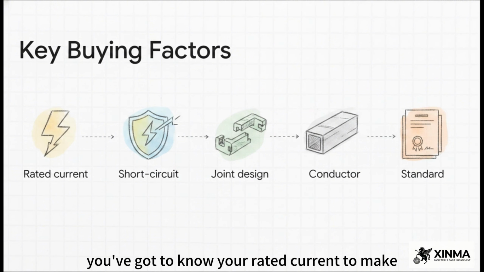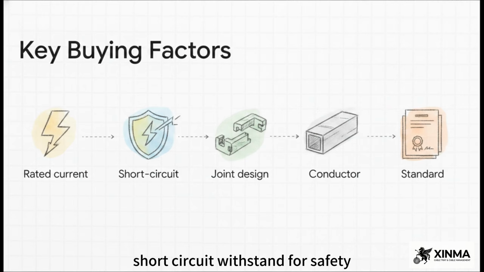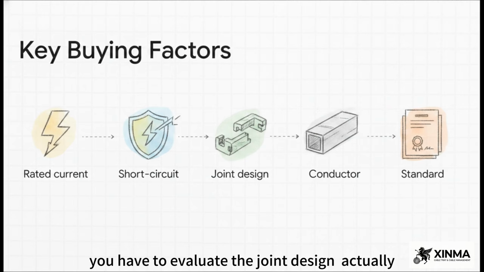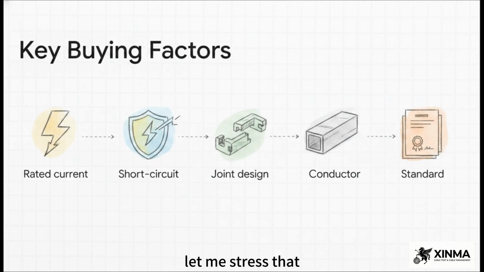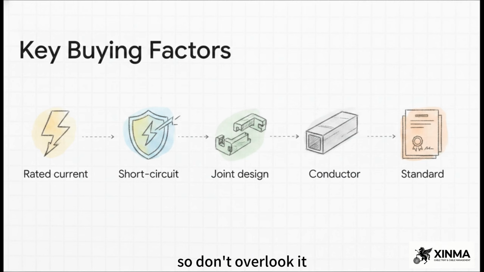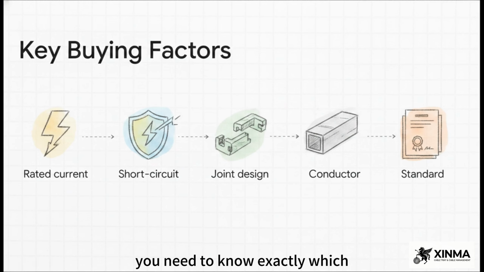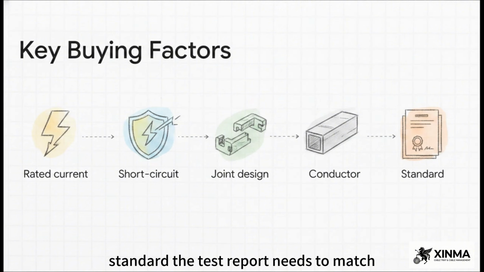You've got to know your rated current to make sure the system can actually handle the load. You absolutely need to know the short circuit withstand for safety. You have to evaluate the joint design. Actually, let me stress that. Bad joint design is a major point of failure, so don't overlook it. You need to decide on the appropriate conductor material, and crucially, you need to know exactly which standard the test report needs to match. If your test report doesn't match the required standard for your specific facility, whatever regional name is printed on the box isn't going to save you.